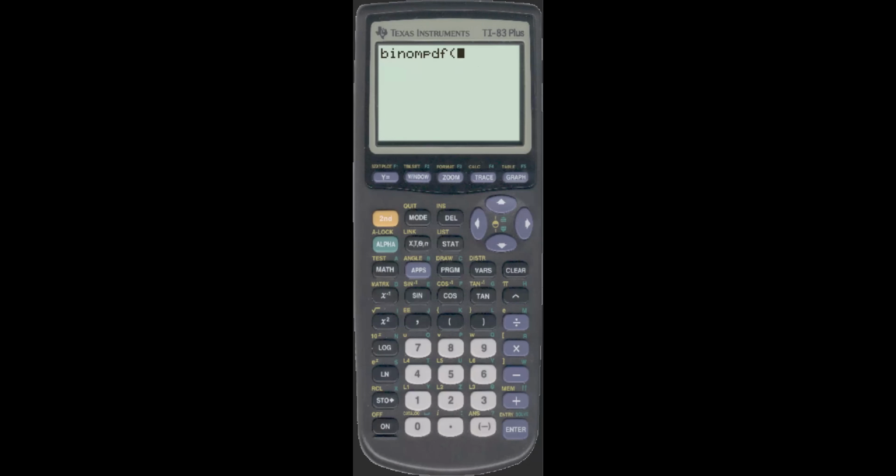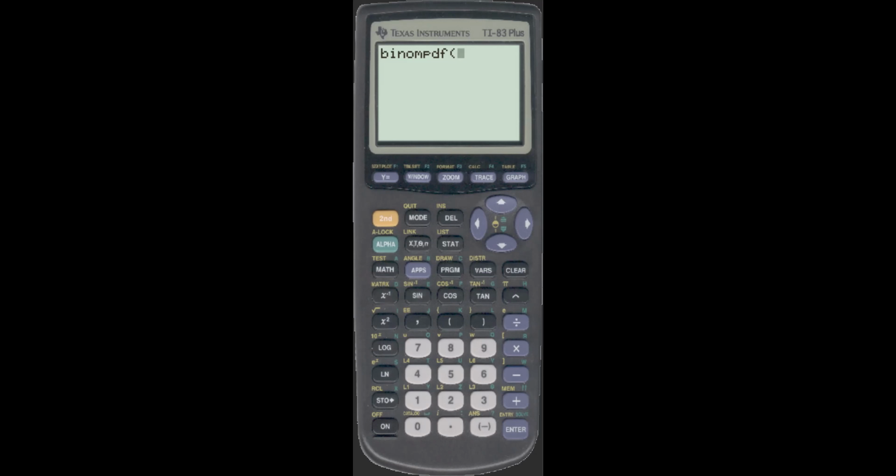Now, unfortunately, mine doesn't give me the list of what it needs. So I gotta go check the internet for that. TI-83 binomCDF. Okay, npx value. Okay, so I'll write this down here. npx value.